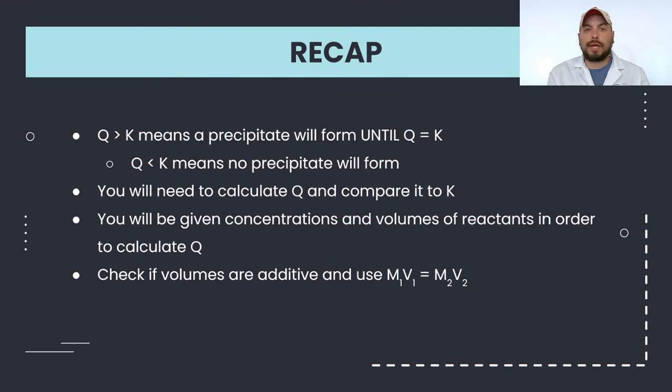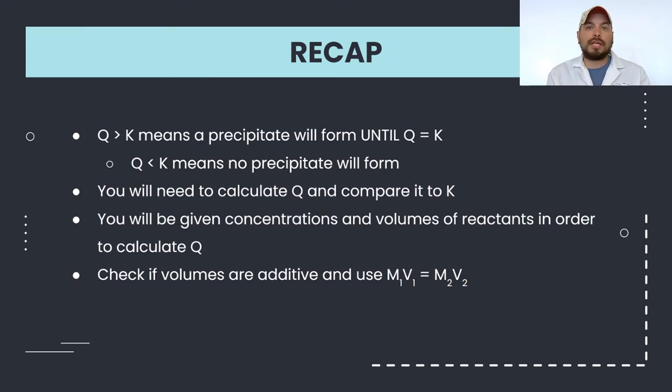Let's do a quick recap. Today we talked about how we could predict if a precipitate will form when we're combining 2 different solutions. Remember that we are looking specifically at a Q versus K comparison. If Q is greater than K, a precipitate will form. If Q is less than K, a precipitate will not form.